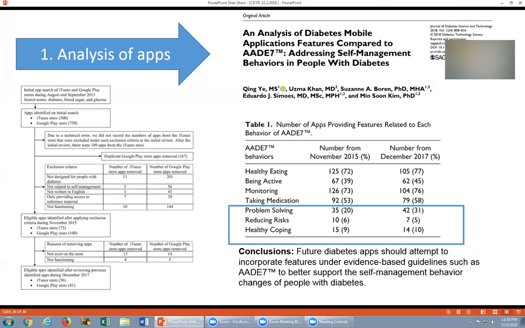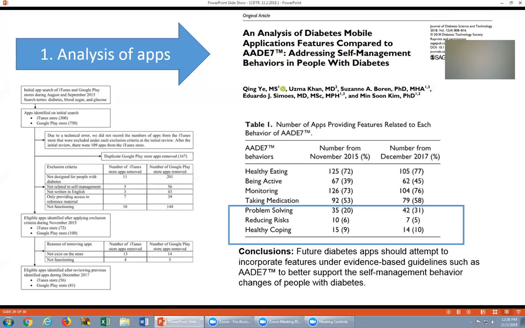So when we did this analysis, we found that most of the apps were dealing with healthy eating, being active, monitoring and taking medication. And a very small number of apps was talking about problem solving, reducing risk, and healthy coping. So what we are focusing on is the minute today or the day today. We are not focusing on 10 years from now, which is when this patient is going to run into trouble. So all this mobile technology is focusing on today rather than 10 years from now.